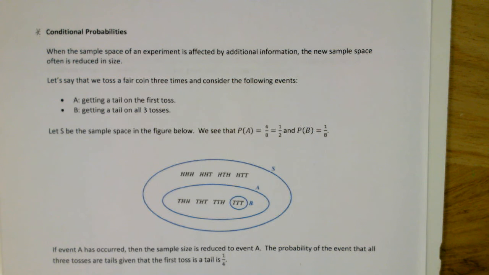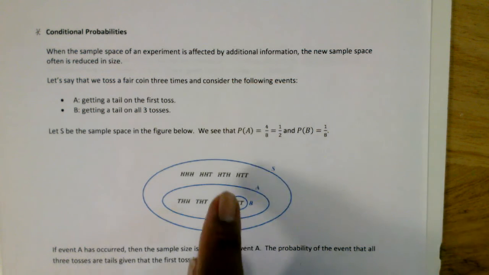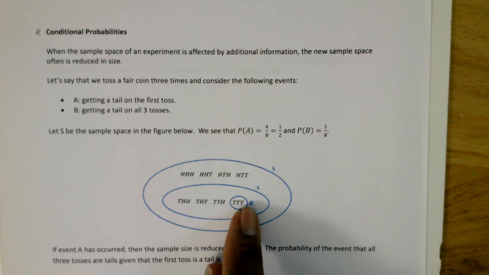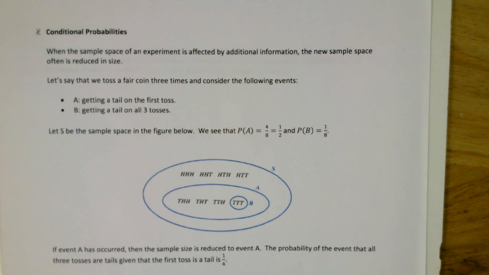The probability of event B is the probability of getting a tail on all 3 tosses. There's only one way to do that, and that's this. That's 1 out of the entire sample space, 8. 1 over 8.